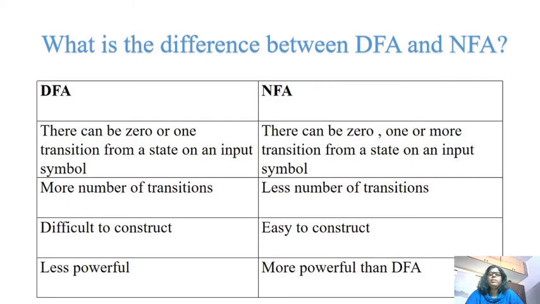Now, what is the difference between DFA and NFA? In a DFA, there can be 0 or 1 transition from a state on an input symbol. There can be 0, 1, or more transitions from a state on an input symbol in an NFA. A DFA contains more transitions, but an NFA contains fewer transitions. A DFA is difficult to construct, but an NFA is easy to construct since it moves to many states, right? So, a DFA is less powerful, but an NFA is more powerful than a DFA.